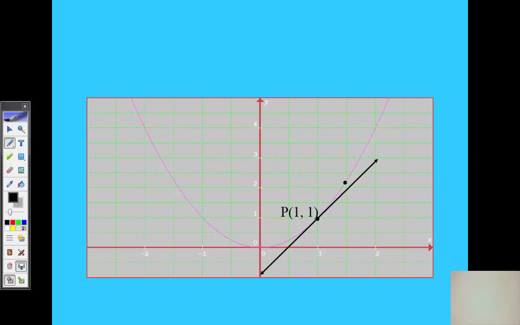What if we didn't feel that was a very good approximation to the slope of the tangent line? What if we moved our point a little bit closer to (1, 1) on the graph of x squared? If we move that point a little bit closer to (1, 1), you can see we could again calculate the slope of that secant line, and it seems to be a little bit better than the last approximation.